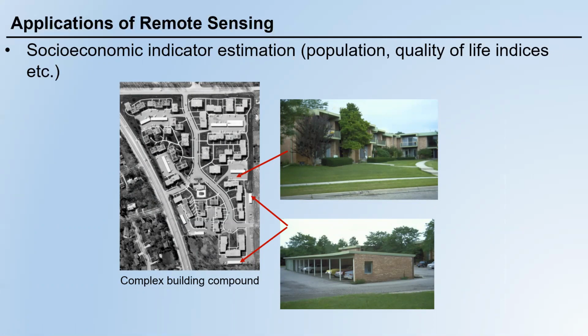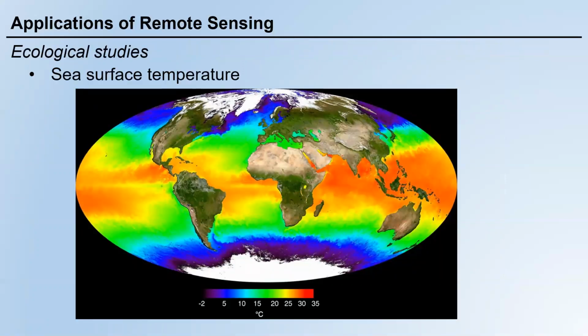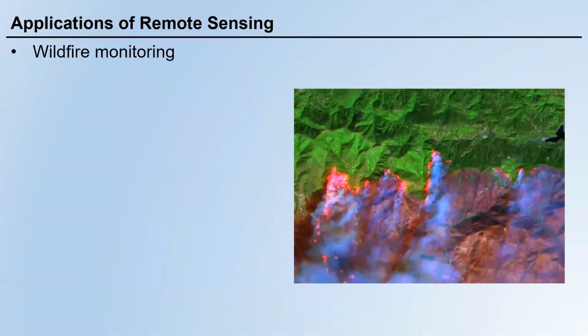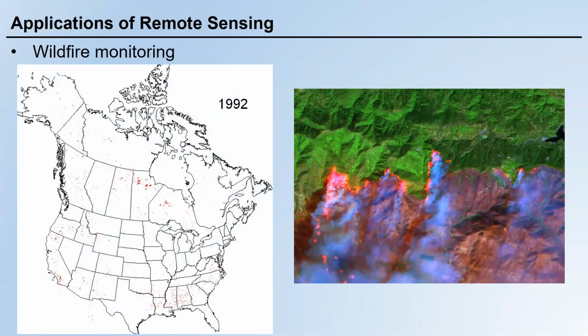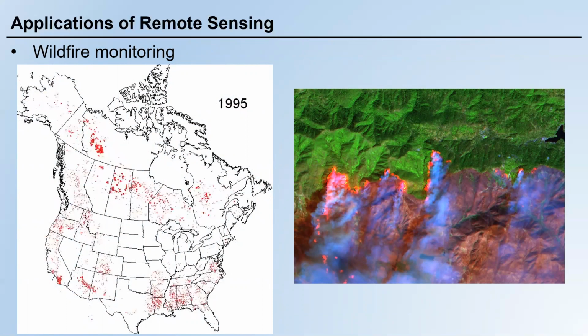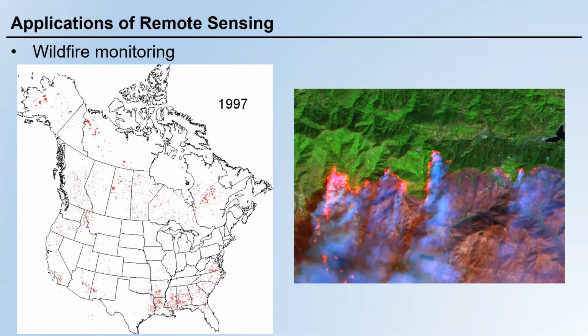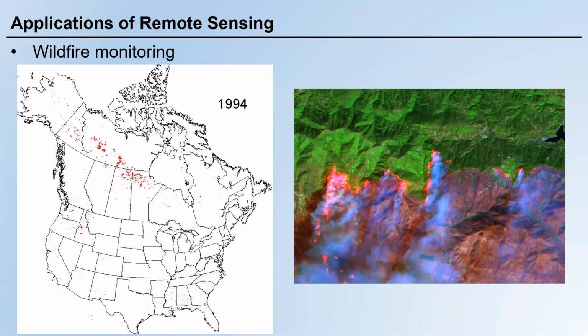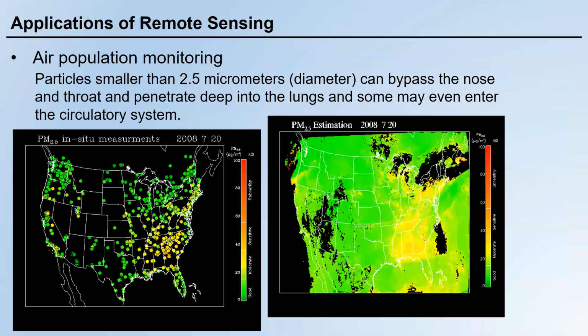Demography, okay? With remote sensing, we can do a lot of things. Socioeconomic things, a lot of problems can be addressed. And then for ecological studies, for example, the surface temperature of oceans, and also monitoring wildfire. Because in the thermal band, all those wildfire points are emitting a lot of thermal energy, so they can be easily highlighted in thermal images. Okay, and also we can monitor the air pollution.